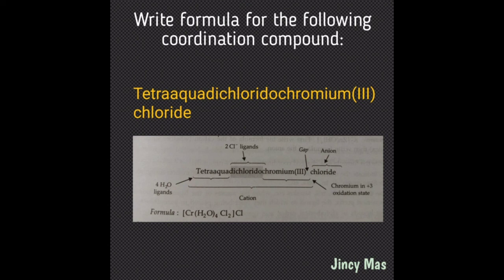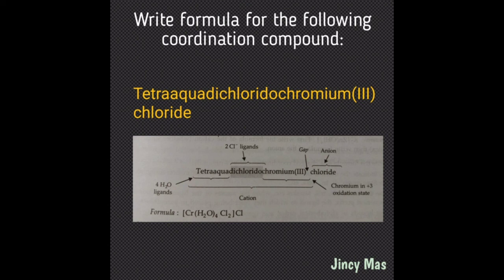So we'll see how the formula is written. [Cr(H2O)4Cl2], then square bracket. After that the counter ion is written, Cl. Here in the given formula we have Cr with 3 plus charge. It's shown in the given name. And then H2O is a neutral ligand. Even though it is 4 in number, it has no charge to contribute.